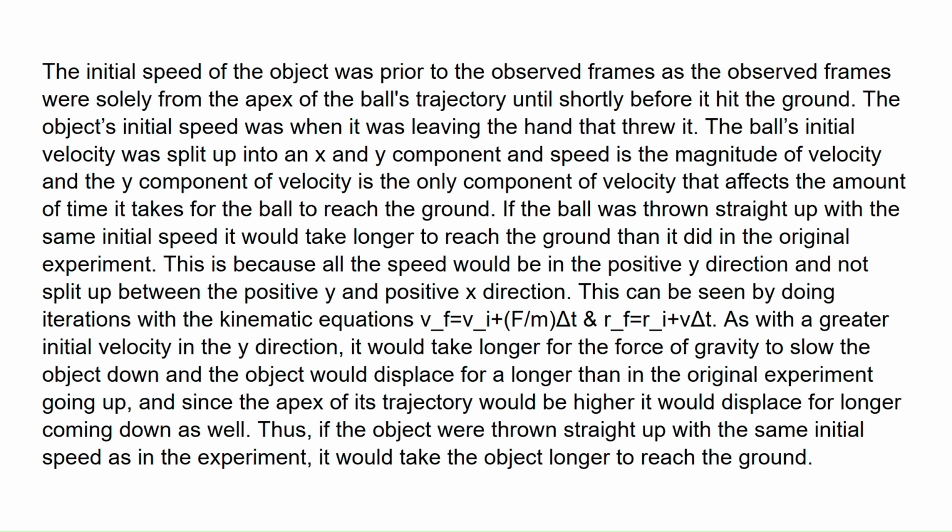If the ball was thrown straight up with the same initial speed, it would take longer to reach the ground than it did in the original experiment. This is because all the speed would be in the positive y direction and not split up between the positive y and positive x directions. This can be seen by doing iterations with kinematic equations, the velocity update formula, and the position update formula. With a greater initial velocity in the y direction, it would take longer for the force of gravity to slow down the object, and the object was displaced for longer than in the original experiment going up, and since the apex of its trajectory would be higher, it would displace for longer coming down as well. Thus, if the object were thrown straight up with the same initial velocity as in the experiment, it would take the object longer to reach the ground.